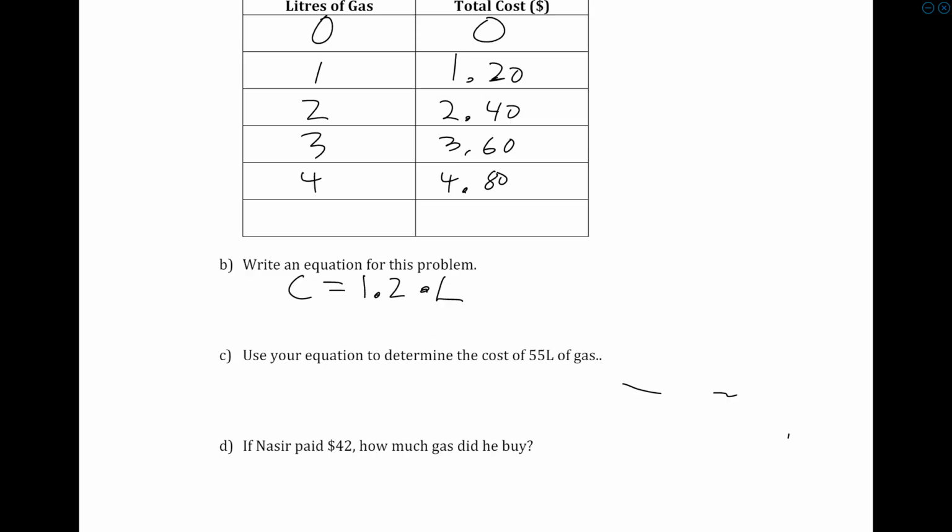So what would be the cost of 55 liters? Well, that's this in this case. So cost is equal to 1.2 times 55 liters. Now we just sort out what that is. 66, nice, thanks. $66.